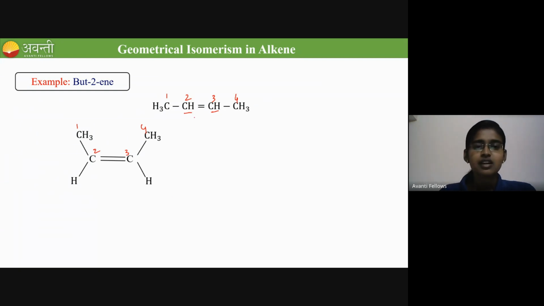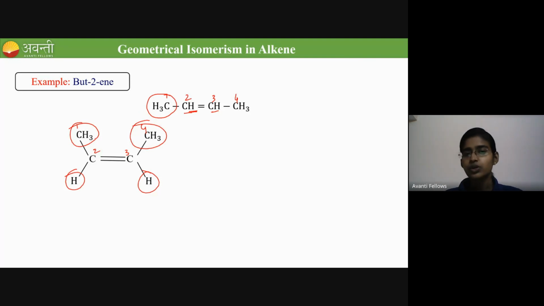Fine. To the second carbon, you can see there is only 1 hydrogen and 1 methyl group. And for the third carbon also, 1 hydrogen and 1 methyl group is there. So you can see the similar groups. Methyl is one group, I can take methyl as A and hydrogen as B. And you can see the similar groups are on the same side of the double bond. So what is the name of this isomer? It is the cis isomer. It is cis but-2-ene.